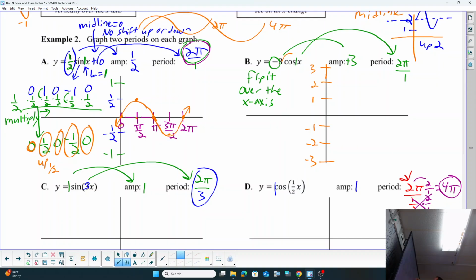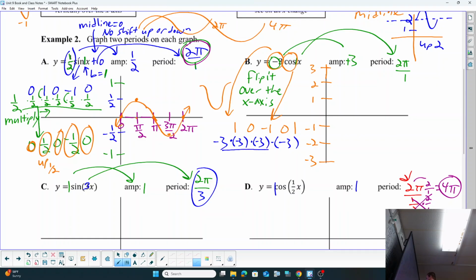Okay, so we're doing cosine. And the 5 numbers of cosine are 1, 0, negative 1, 0, 1. Do you remember that? 1, 0, negative 1, 0, 1. Well, we are going to take the negative 3, and multiply it through all the way through.